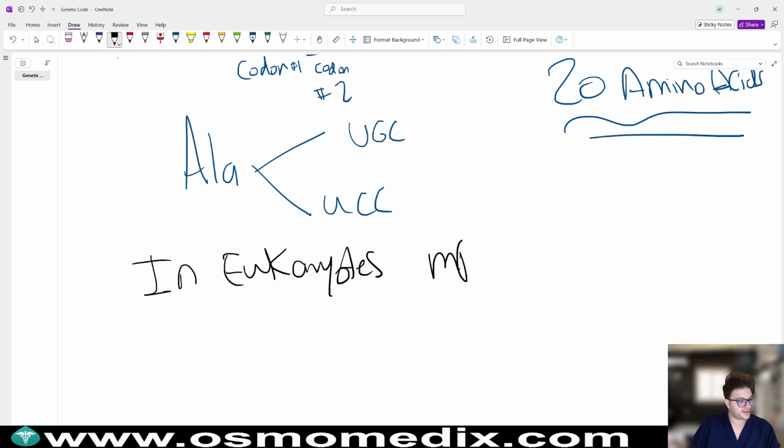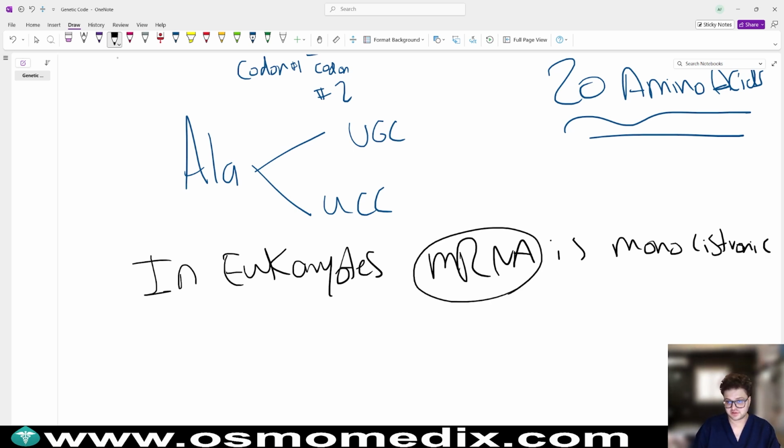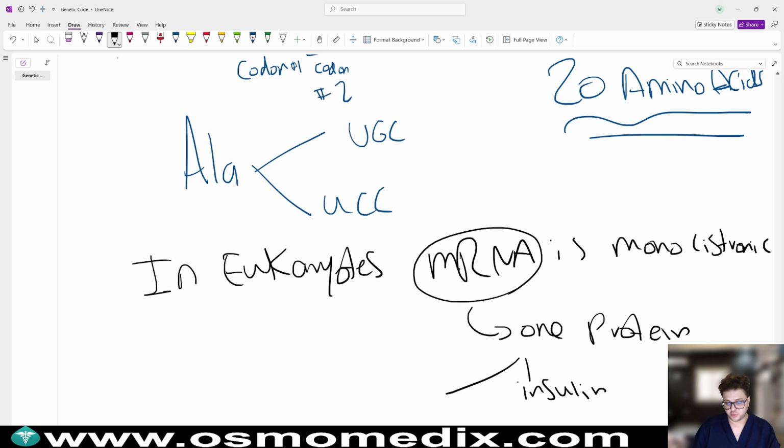The mRNA is monocistronic. What does this mean? It means each mRNA as a whole gives one protein. So we have an mRNA, for example, for insulin. We have one for cholesterol. We have one for progesterone, which is the pregnancy hormone for females. For each hormone or enzyme, we have an mRNA that codes for it.